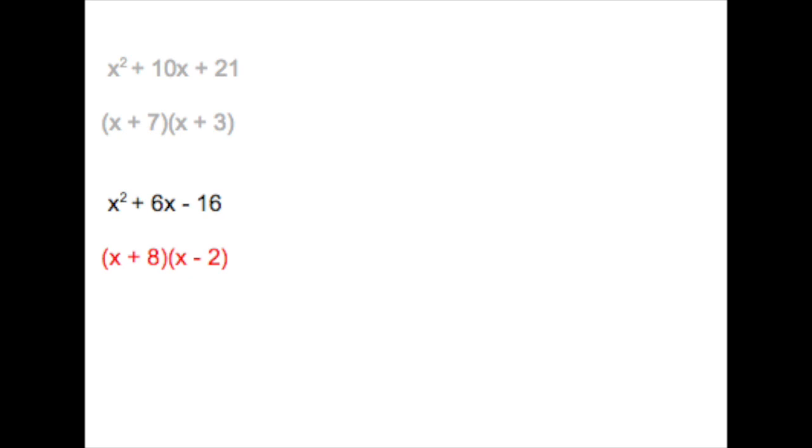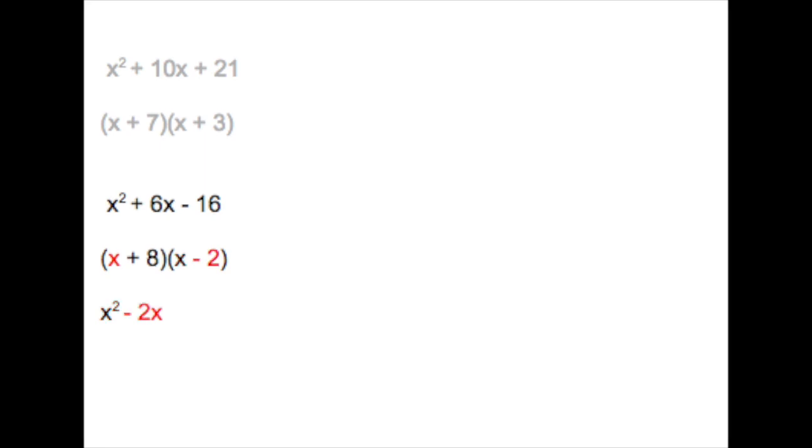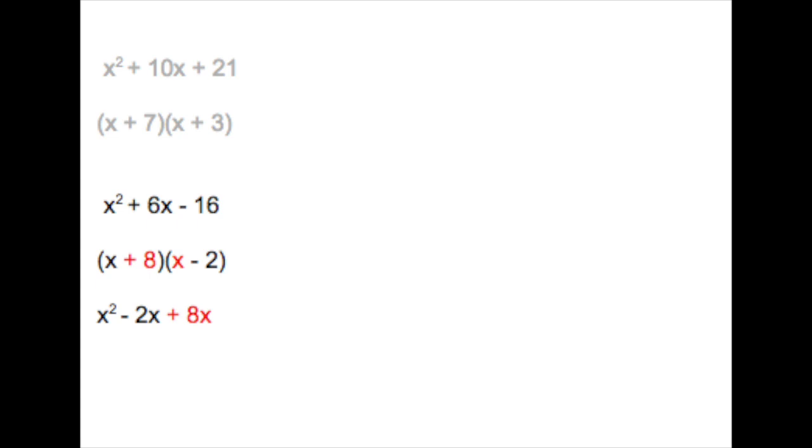Let's check for accuracy. X times x is x squared. X times negative 2 is negative 2x.